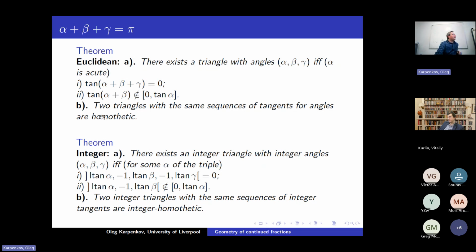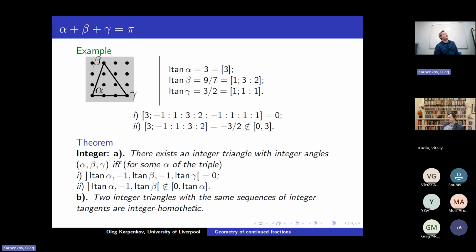Then alpha plus beta plus gamma tangent will be actually a huge continued fraction. Tangent alpha minus 1, tangent beta minus 1, tangent gamma. This tangent is again a smaller continued fraction, and this would be just an integer tangent. So let me show an example.